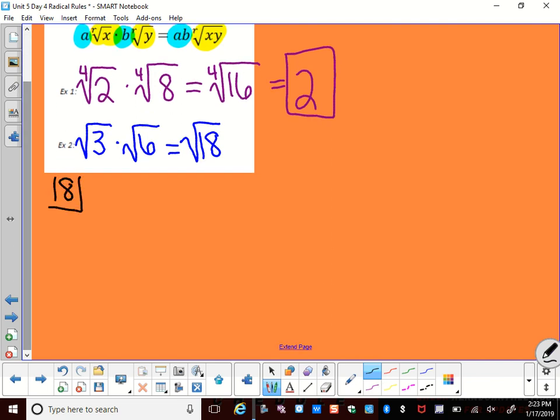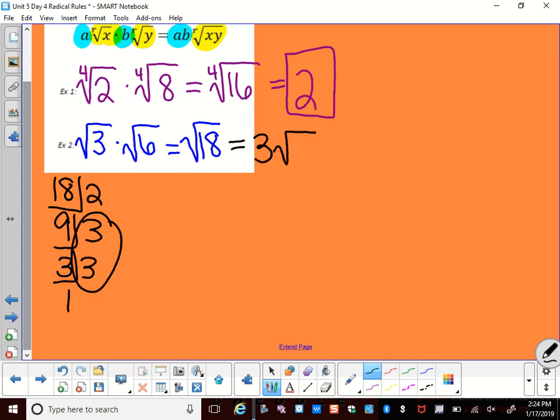So I'm going to do my factor ladder. If you guys wanted to make a cheat sheet of some of these common ones that we have, I'm okay with that. You can put it on the back of these papers. We've had the square root of 18 a lot. We've had the square root of 27. Like if you see the ones that we've had a lot. All right, we get 3 root 2. That is my answer. We just multiplied it together, then we simplified it.